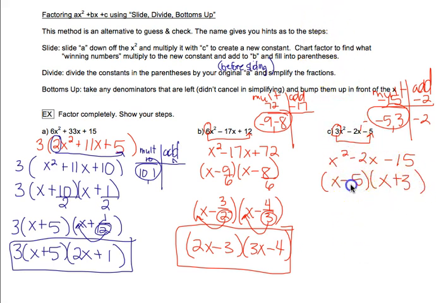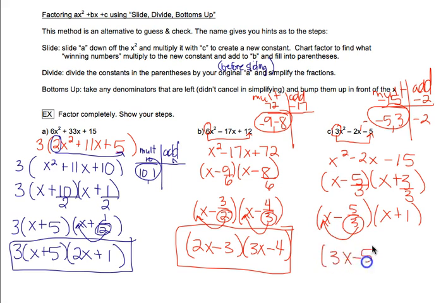Then I need to divide. So my a was 3, divide by 3, divide by 3, and reduce. 5/3 doesn't reduce, so we leave that. 3/3 reduces to 1. And then I've got 1 to bottoms up. So 3x minus 5 times x plus 1.